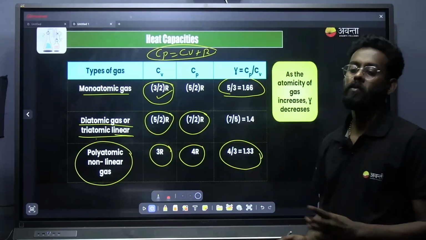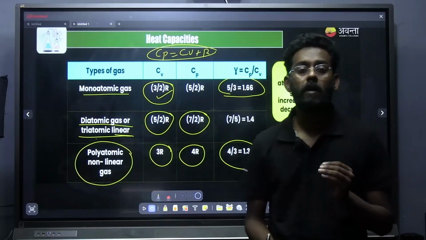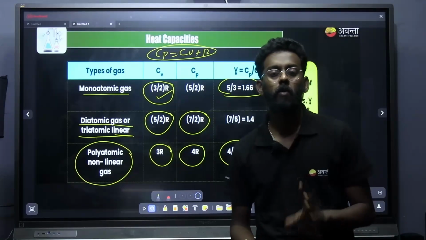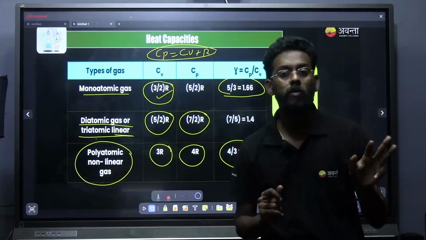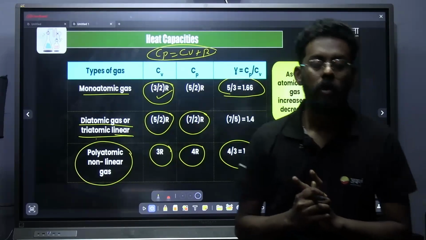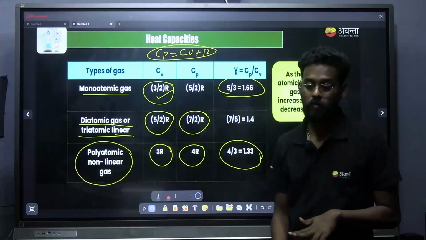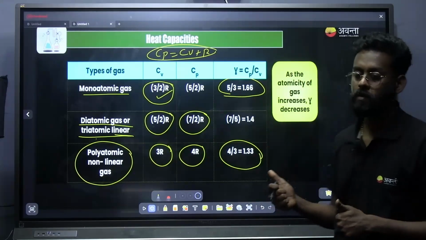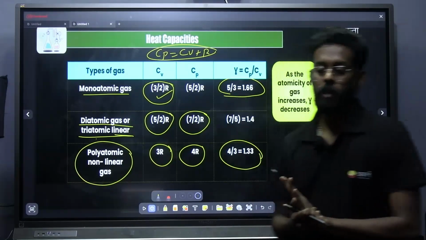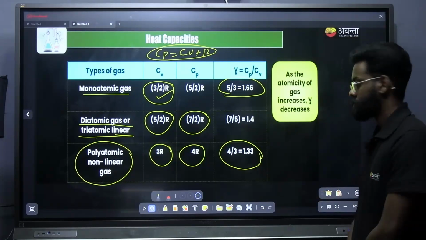But if I ask you the Cv value for fluorine or oxygen, they are diatomic. They exist as O2, F2, N2 and so on. What is the Cv value for them? For them it is 5 by 2R. Okay, this is how the questions can come. Got it everyone? Can I move? Yes.